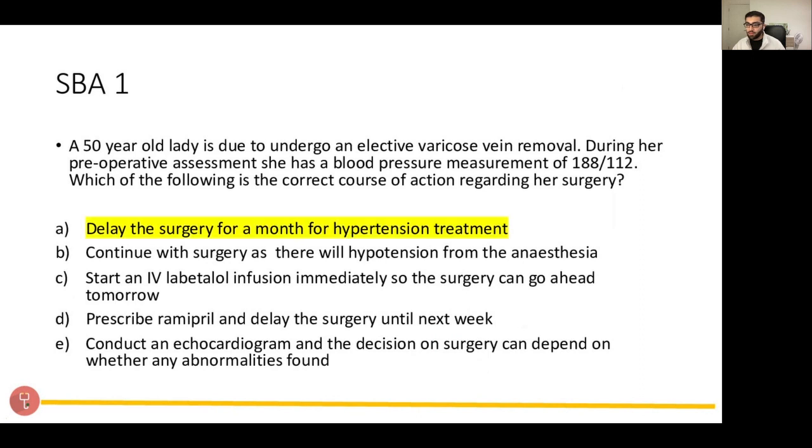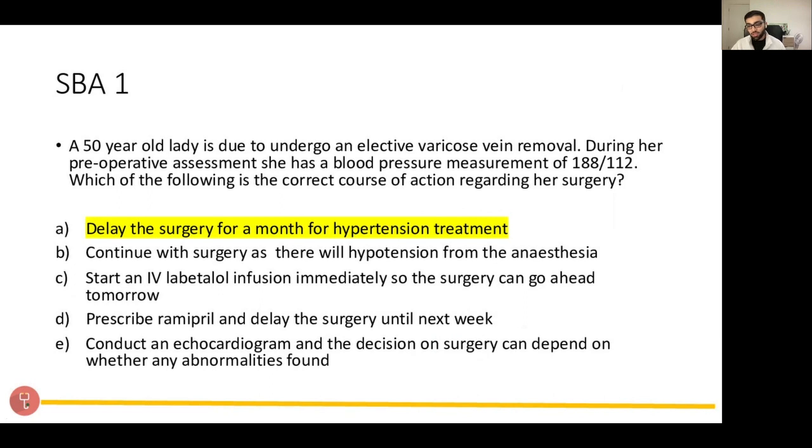Okay. So the correct answer is actually to delay the surgery for a month and treat the hypertension. The reason for this is because a blood pressure of 180 over 100 is normally the cutoff for when we try to medically manage our patients for a month before reassessing if they need the surgery. Again, the procedure in question is an elective one, so there's no imminent rush to get this patient to surgery.